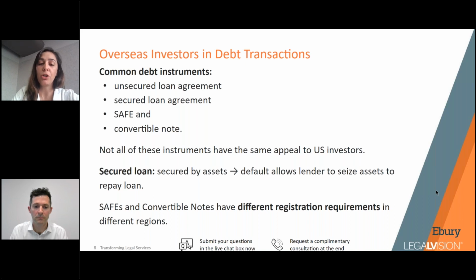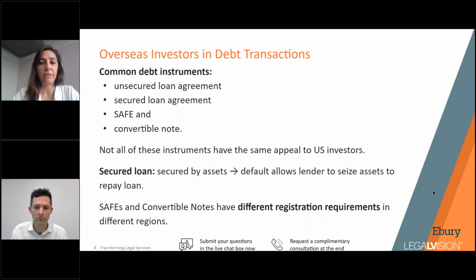But it's important to note that for these instruments, they might have different registration requirements in different jurisdictions. So if you are raising money from an overseas investor and planning to use one of these instruments, that investor will likely need to get advice from their local lawyers about how those instruments will be treated in that jurisdiction, and if there's any specific requirements they need in the documentation.